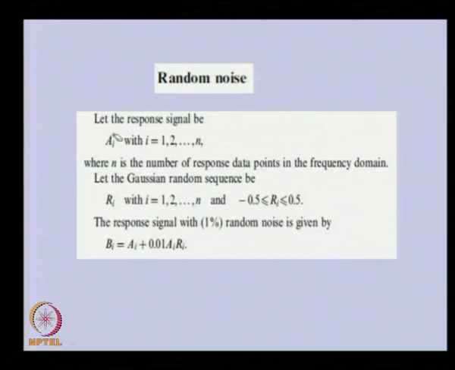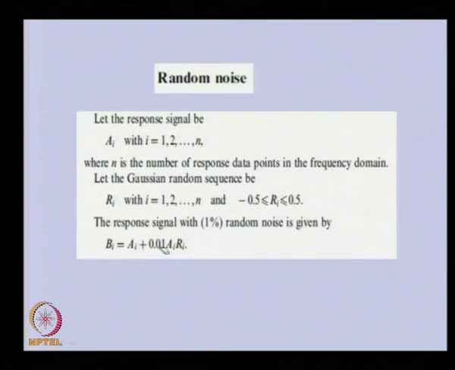So, if the response is, let us say, Ai, with n number of responses, and Ri is a random sequence which is also n in number, and the value of this we have scaled down from minus 0.5 to 0.5, because we can generate any random number and scale that into this range. So, the noisy response we can get, B, as Ai plus 0.01 Ai into Ri.